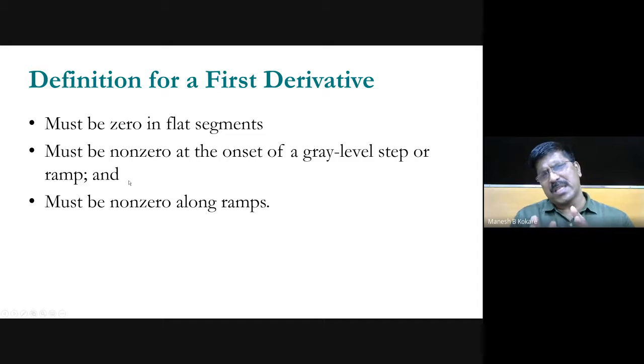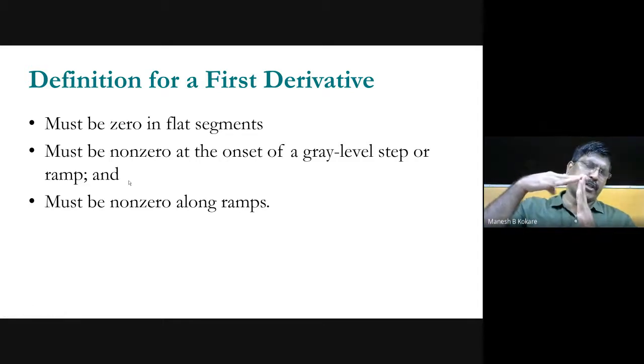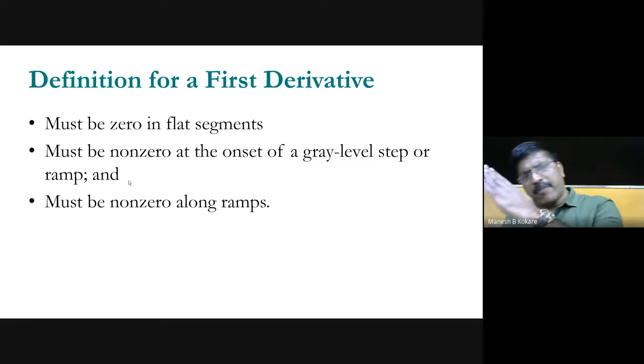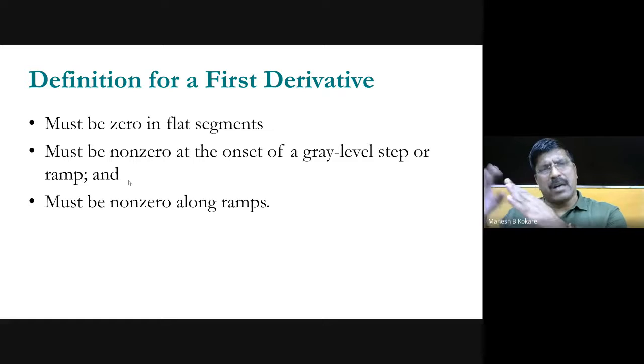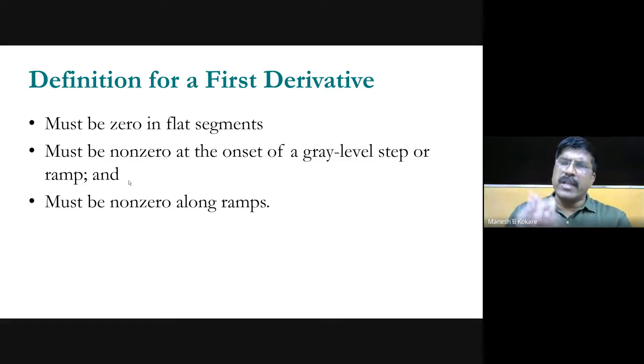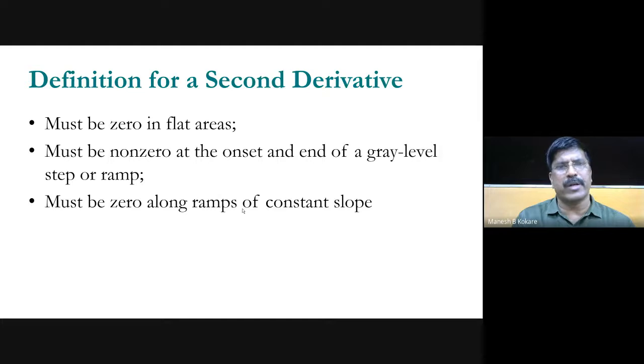which means if there is a gray level step function, or a ramp kind of function, where the edge is gradually changing or pixel intensities are gradually changing, then in that case whatever difference the first derivative gives will be non-zero. So it must be non-zero at the onset of a gray level step or ramp, and also it must be non-zero along the ramps. Okay, so this is the requirement of the first derivative.